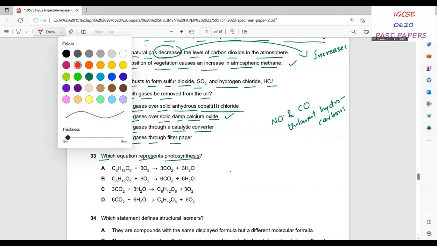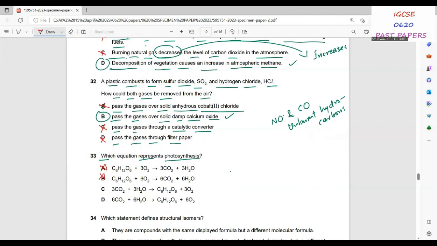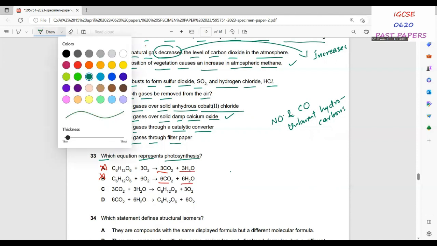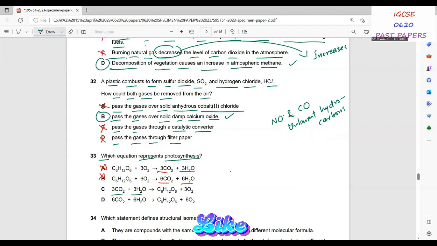So A and B will be the wrong choice, because in both of these, carbon dioxide and water are the products, which is wrong. In photosynthesis, water and carbon dioxide are reacted together to get glucose and oxygen. Let's see the choice C. 3CO2 plus 3H2O gives C6H12O6 plus 3O2. Count the number of carbon atoms. On the reactant side it is 3, on the product side it's 6. So this is unbalanced, this is wrong.